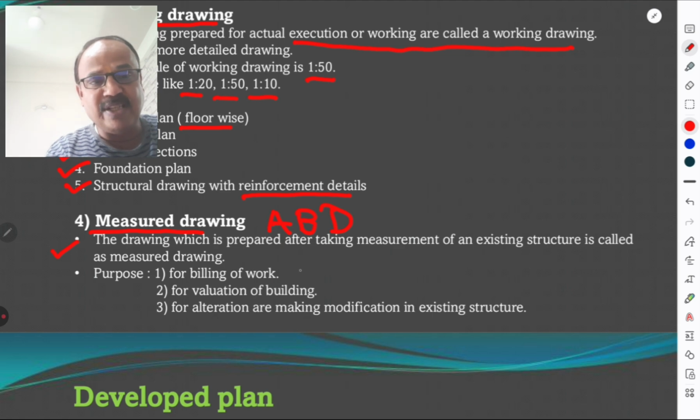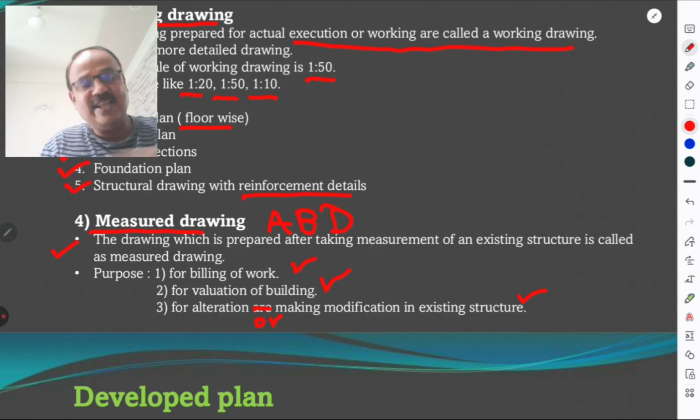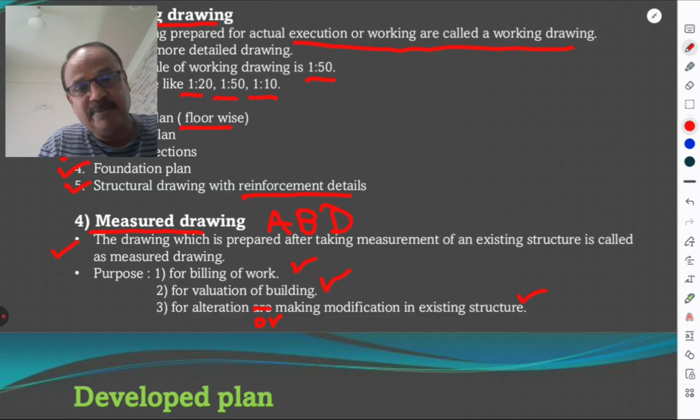The purpose of measure drawing is for billing of work, for valuation of building, for alteration or making modification in the existing structure. So measure drawing is important. Measure drawing is also important to measure the carpet area as well as the built-up area as well as the super built-up area.